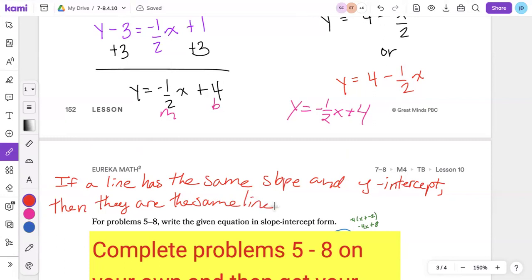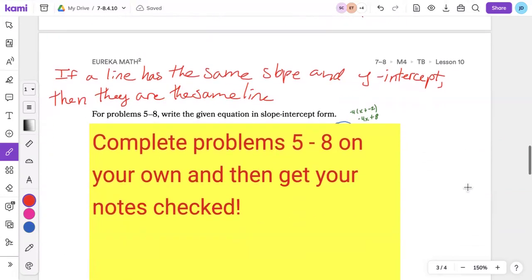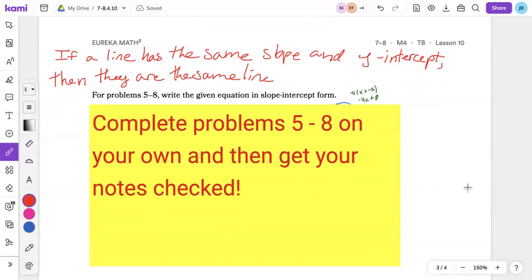All right. Numbers 5 through 8, you're going to go ahead and do them on your own. And at this point, you will pause and get your note check before you go on to the rest of this lesson.